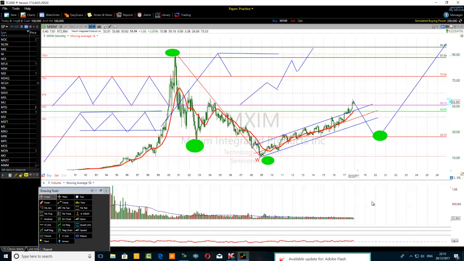But don't forget the normal chart patterns: double bottom, inverted head and shoulder, head and shoulder chart pattern.